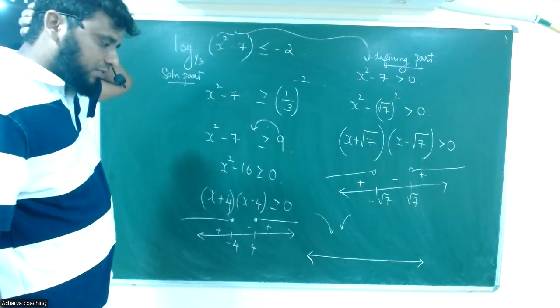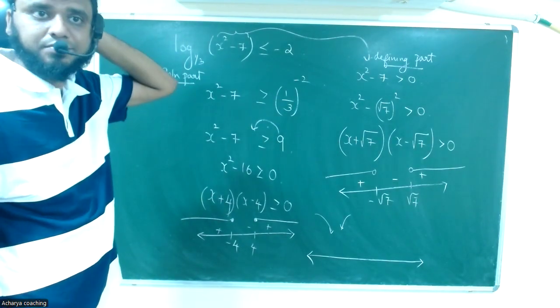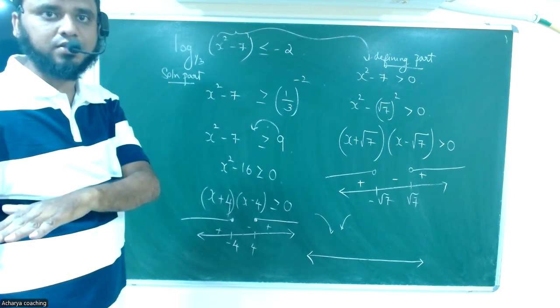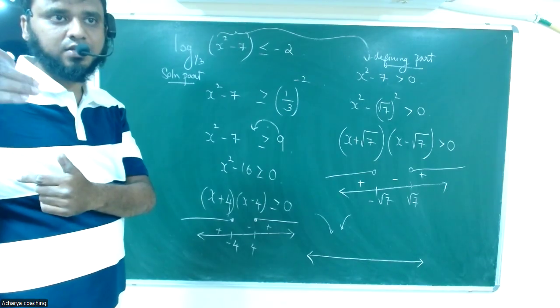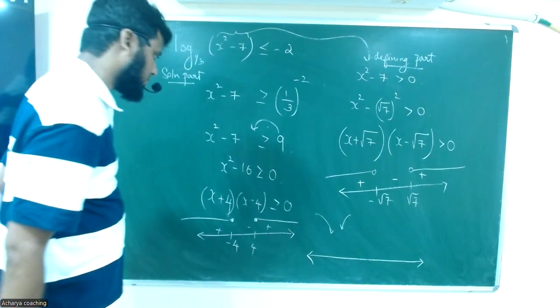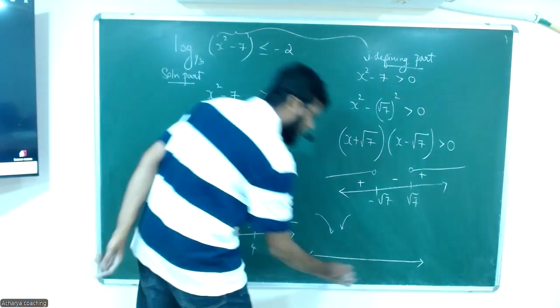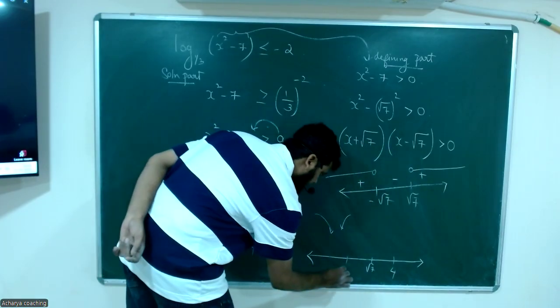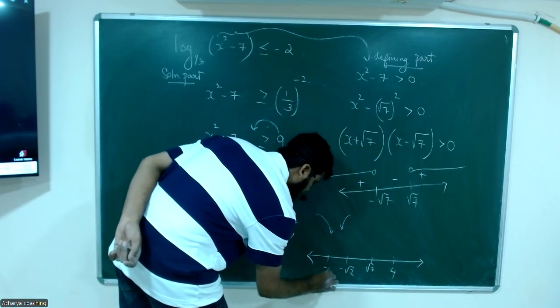Root 7 value will be 2 point something, right? Root 4 is 2, root 9 is 3, which means root 7 is in between root 4 and root 9. It will be 2 point something, okay? Which means it is less than 4 only. So first plus root 7 will come, then 4 will come. Minus root 7 will come, then minus 4 will come, okay?